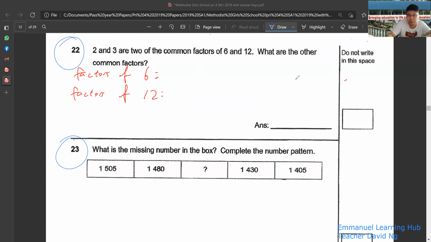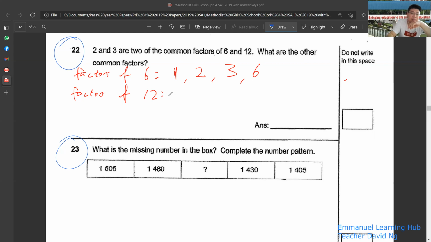Can you tell me what are the factors of 6? Okay, when you name factors, you always start from the lowest one. Start from 1. 1, 2, 3, followed by what? 4? Factors of 6, followed by 6. Not 4. 4 is not a factor of 6.